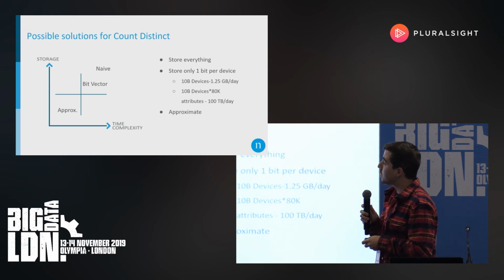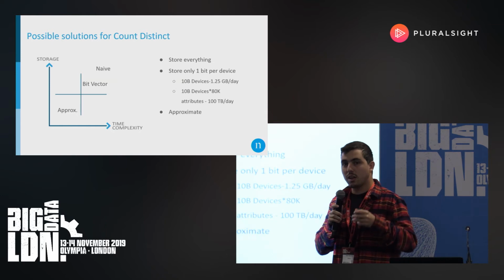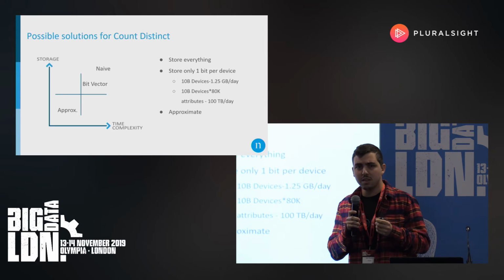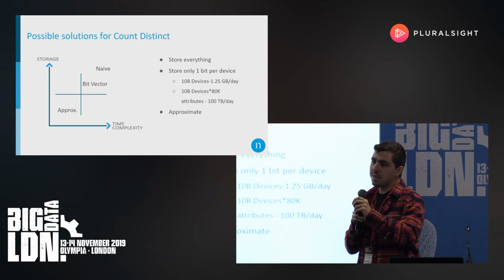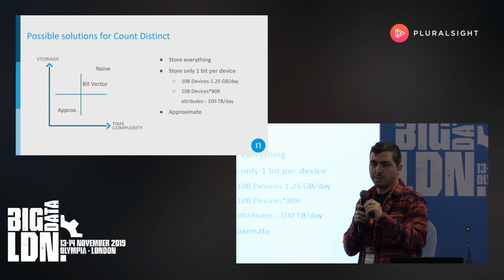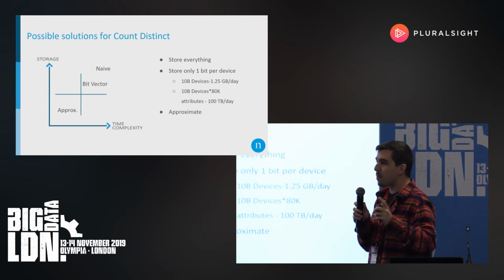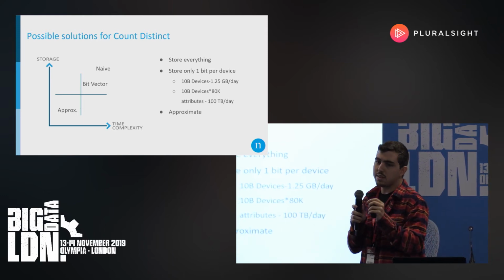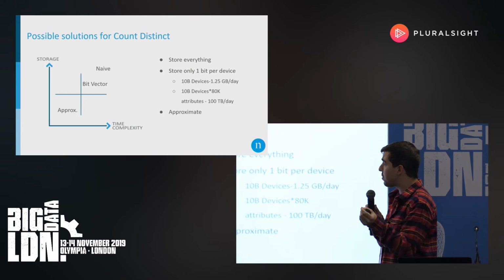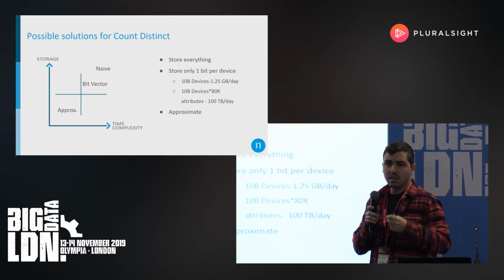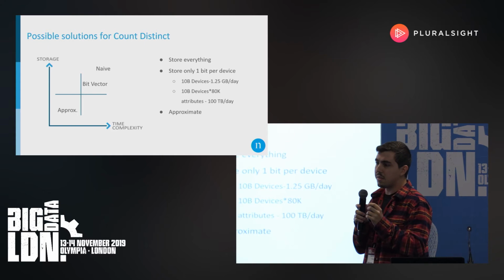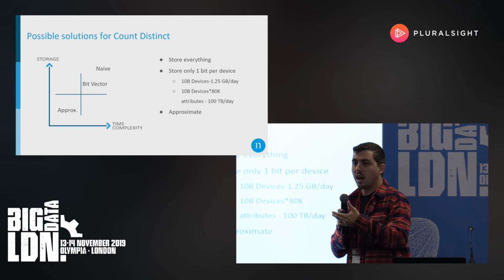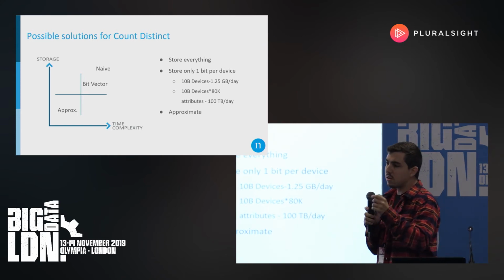The other option, which is much more efficient, especially on the storage aspect, is to store only 1 bit per device. Now, if you think about it, all we need to know is whether we have seen a device with a specific attribute in a specific day. So we can store a bit vector for each attribute, where each bit represents a device. In our universe, we have 10 billion unique devices. So we need 10 billion bits for each attribute. And then whenever we see an attribute with this device, we can just turn on the relevant bit.